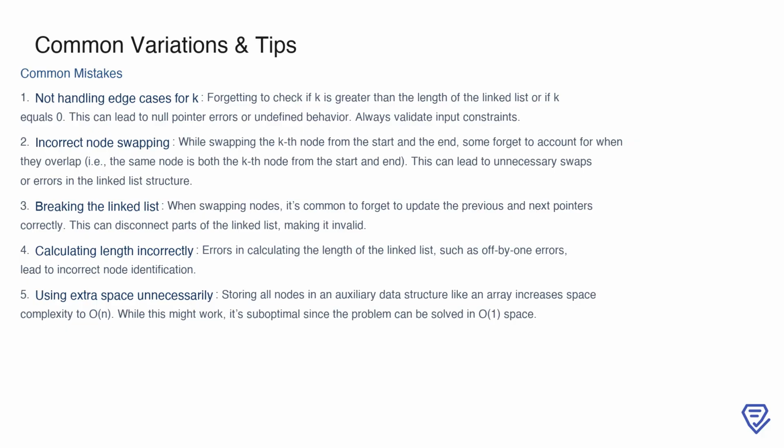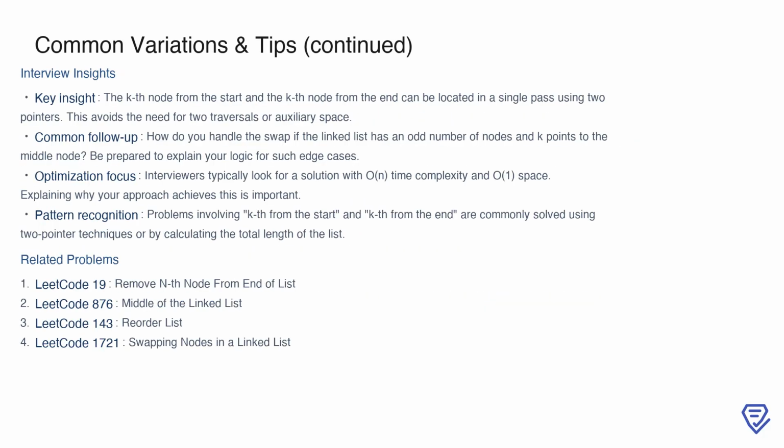Errors in length calculation are another pitfall, especially off-by-one mistakes, which can result in identifying the wrong nodes. Lastly, some solutions unnecessarily use extra space, like storing all nodes in an array. While this approach works, it increases space complexity to O(n), which is suboptimal since the problem can and should be solved with O(1) space.